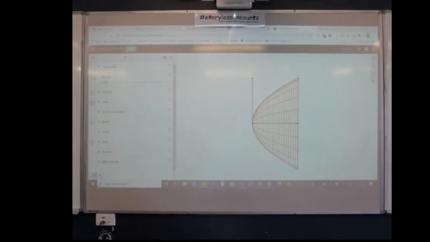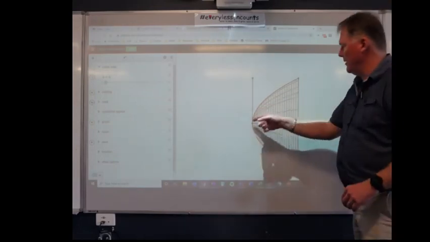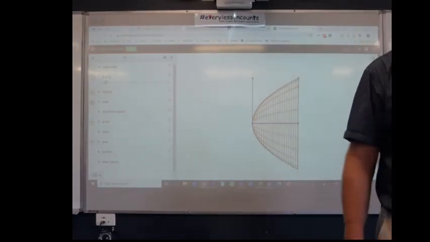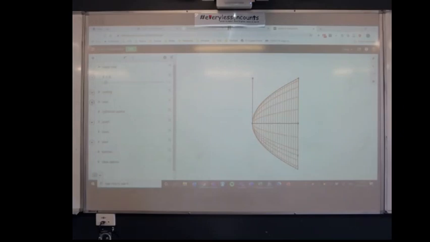Now, the problem with calculating the volume of that shape is that we've got a curve here. So how do we overcome problems with curves? We use calculus. I'll just stop that rotating for the moment.